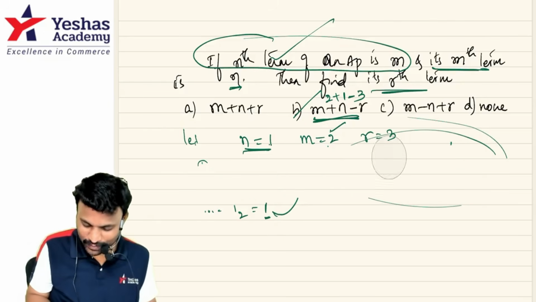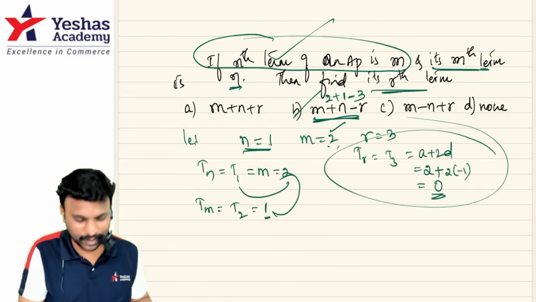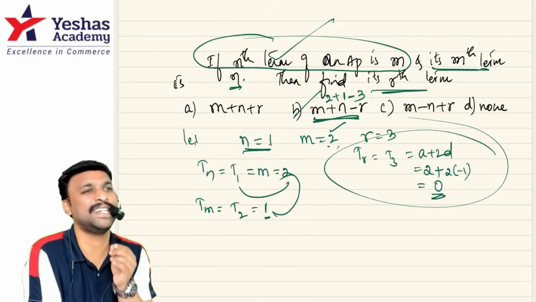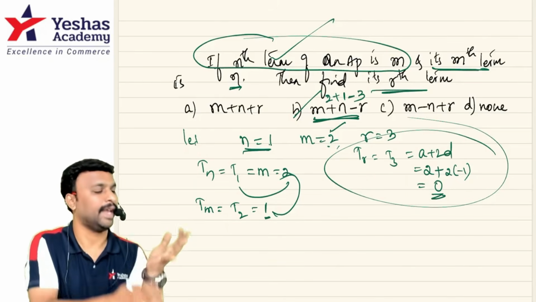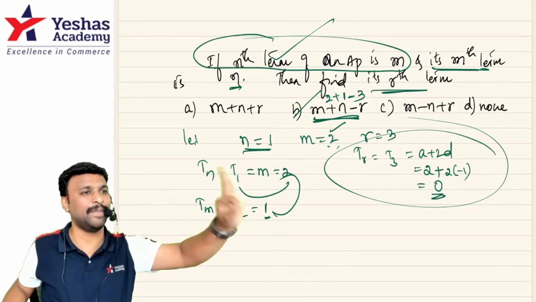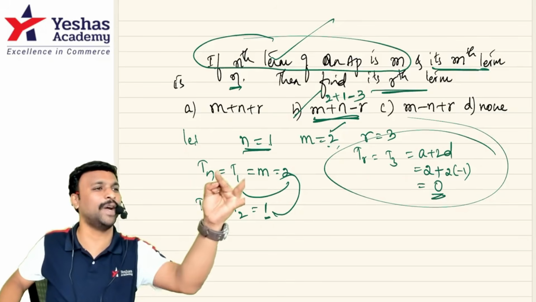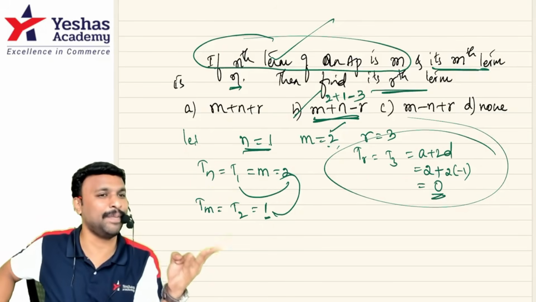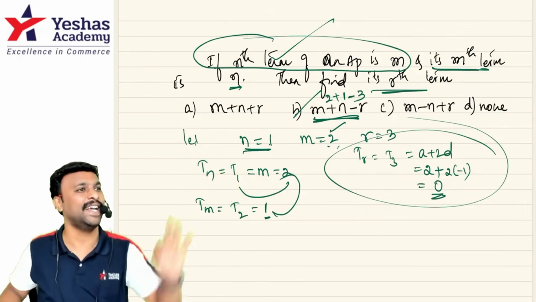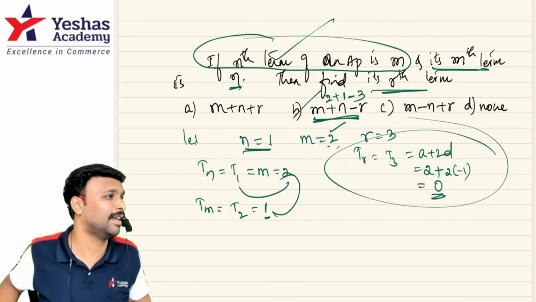Guys, even this way, you need not solve. If you have understood this, that's good enough. Please understand, this is a typical question. If they ask the question in terms of m and n, the rth term will be m plus n minus r. If they ask in terms of p, q and r, the rth term will be p plus q minus r. If they ask in terms of x, y and z, the zth term will be x plus y minus z. That's a trend.